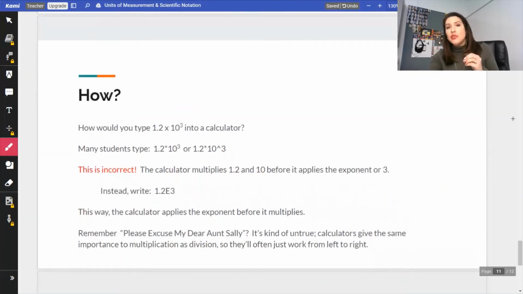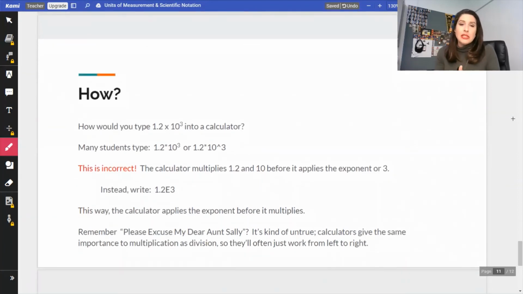There's a common issue that I've noticed in my years of teaching students. It has to do with the fact that we all have different calculators. I don't care what calculator you use this year. I just want you to decide on one and be consistent with it. So how would you type this scientific notation into the calculator? 1.2 times 10 to the third.